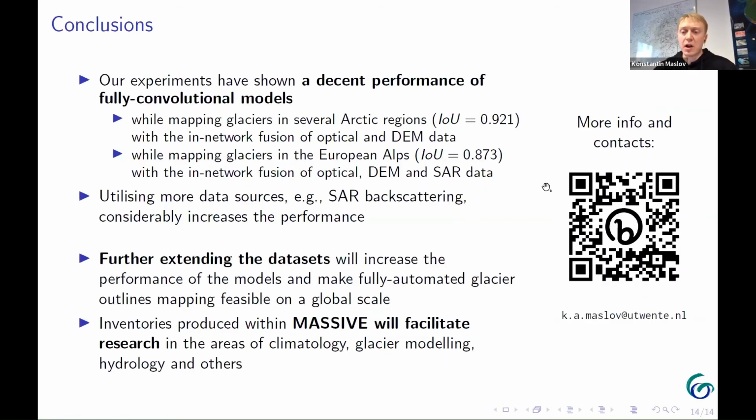So in a nutshell, our experiments have shown a decent performance of fully convolutional models for 2 case studies. One is mapping glaciers in the Arctic regions. The second one is mapping glaciers in the European Alps with the in-network fusion of different sources of data. We also know that utilizing more data sources, for example, Sentinel-1 scattering and interferometric SAR, considerably increases the performance. And we hope that further extending the datasets will increase the performance of the models and make fully automated glacier outlines mapping feasible on global scale.